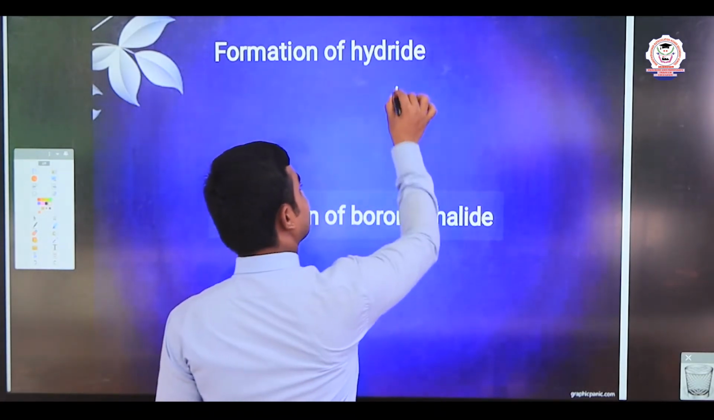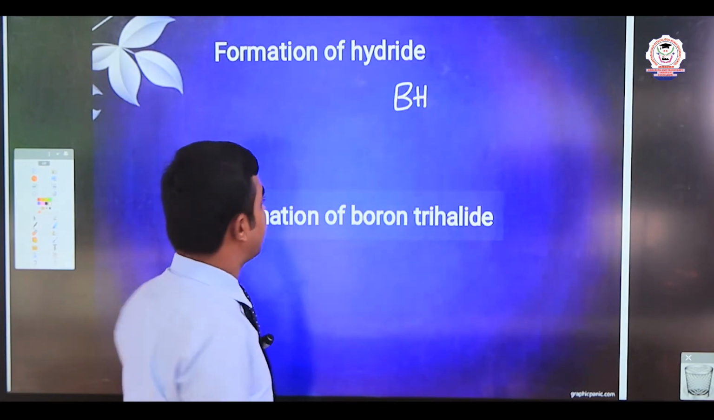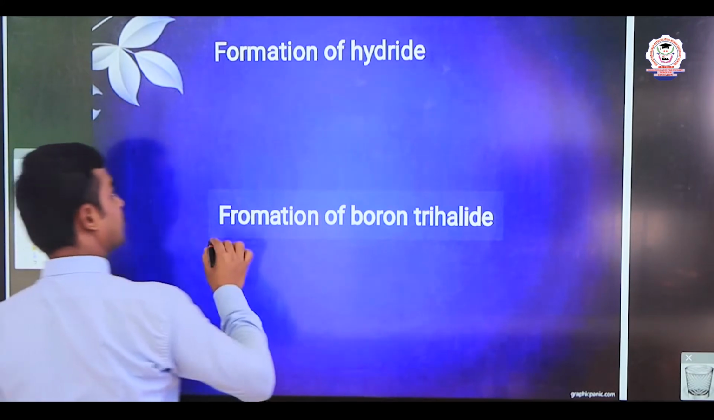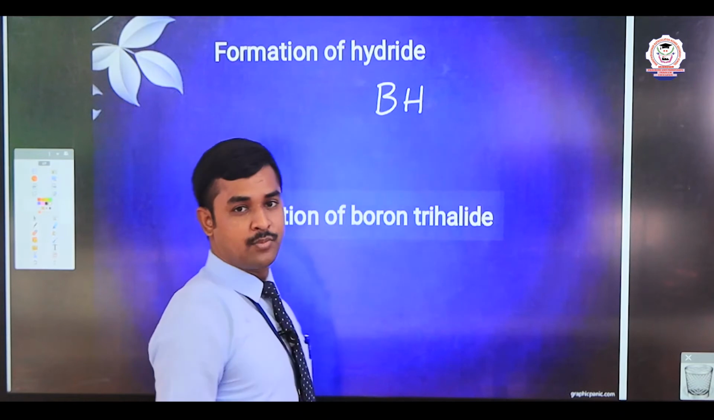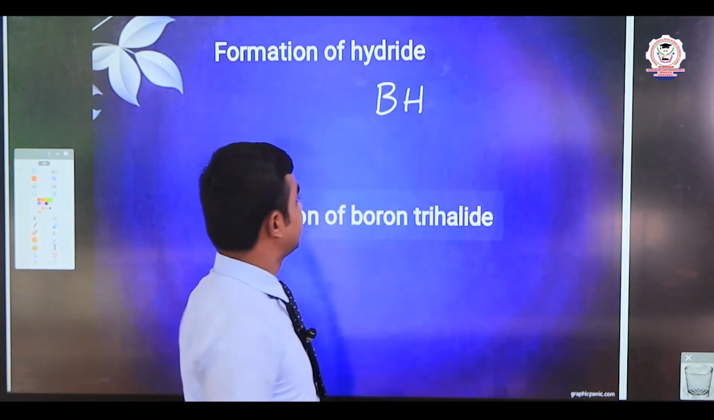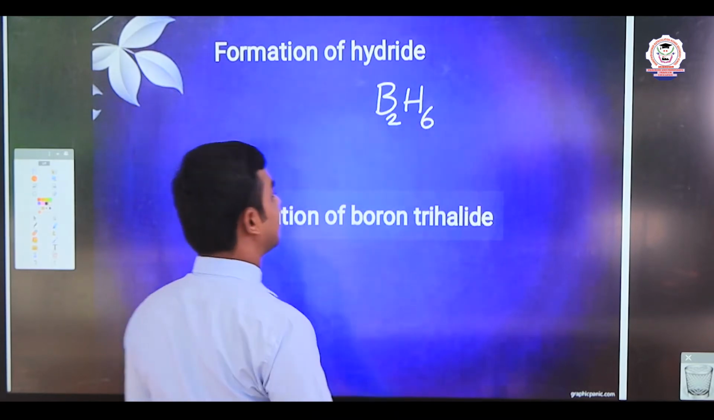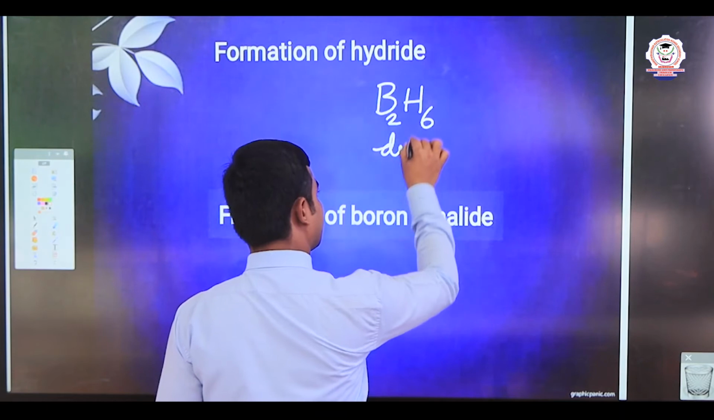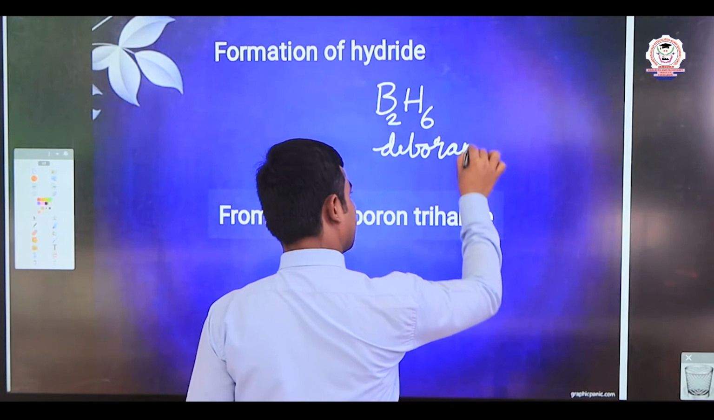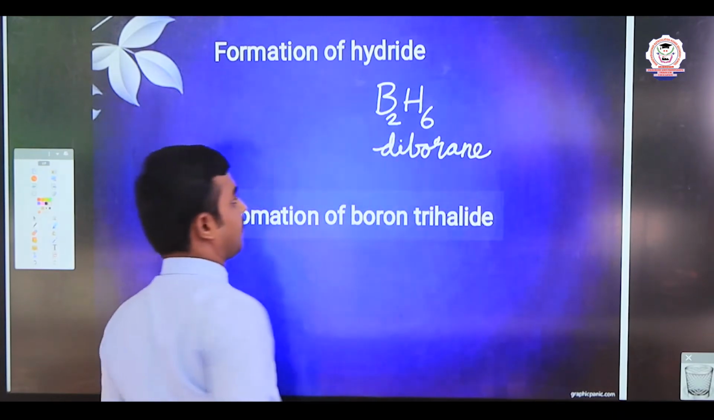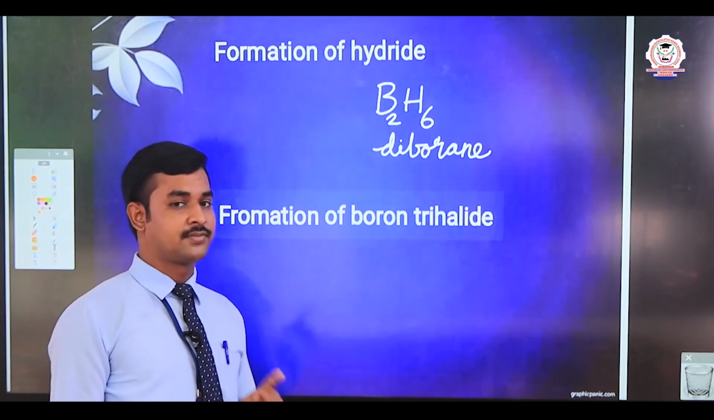When boron reacts with hydrogen, then only it forms hydride. How much boron will react with hydrogen? Once again, boron reacts with hydrogen to form boron hydride. How much boron can react with hydrogen? 2 boron can react with 6 hydrogen to form diborane. So this molecular name is diborane. When diborane is formed, boron must react with hydrogen.